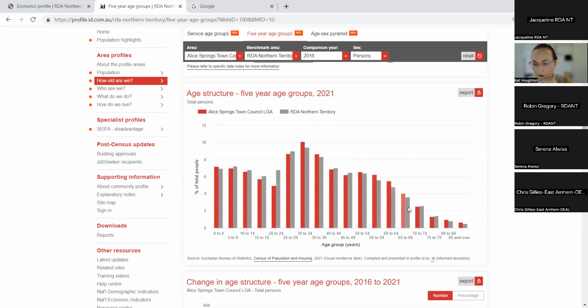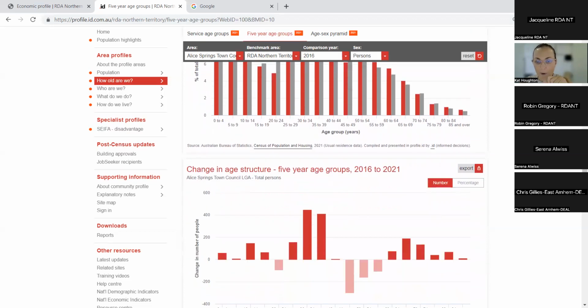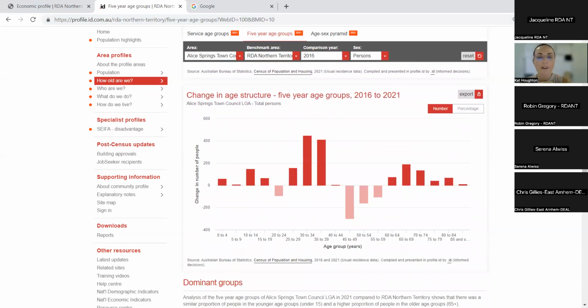And of course, it's interesting through here that we have higher than average through the latter part of our working life, or our early retirees in our community as well. So that's an interesting way of looking at it. Very much follows a similar pattern to the Northern Territory region as well. When we move down here, we want to have a look at how that has changed between 2016 and 2021.